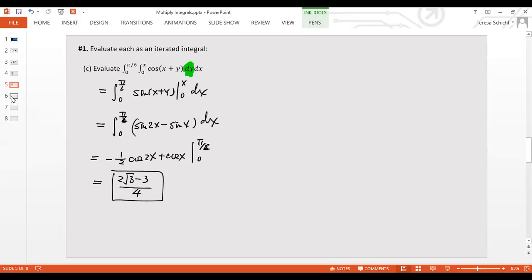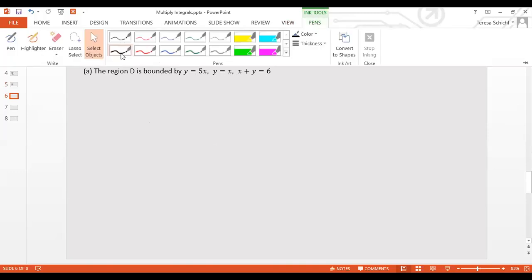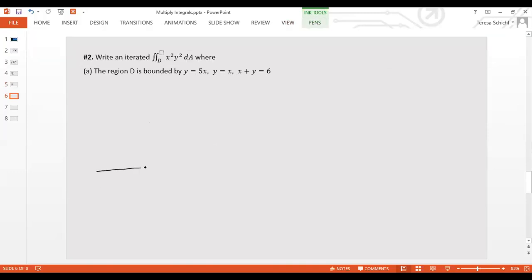Okay, so now let's take a look at the next problem here. For the next problem, they just say write it out. They don't really want you to carry out the integration. They said write out the integration if the region D is bounded by these. Okay, so before that, let's take a look at what the region is.